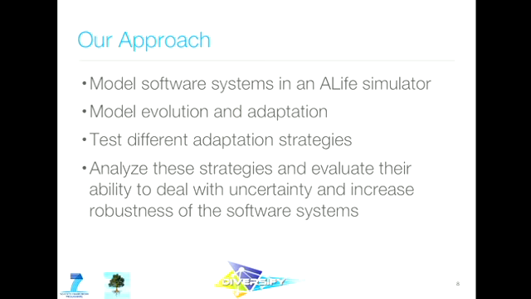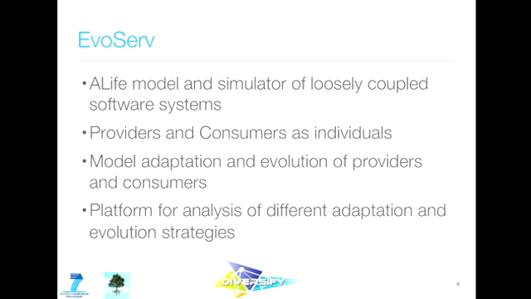Basically, we use this simulator to model evolution and adaptation in these systems, and then figure out what evolution and adaptation strategies do to the robustness of the system, and how we can improve or maybe decrease the robustness of a software system. So now I present our ALife simulator. It's called EvoServ. It's a really, really terrible name. I didn't name it, someone else did it for me. But basically, it's an ALife model simulator.